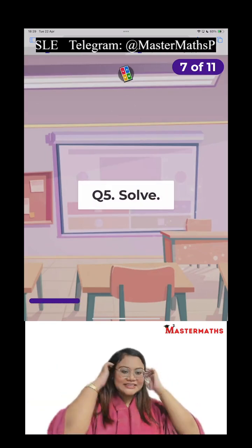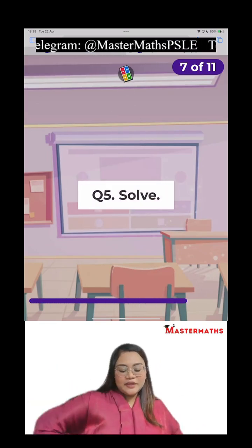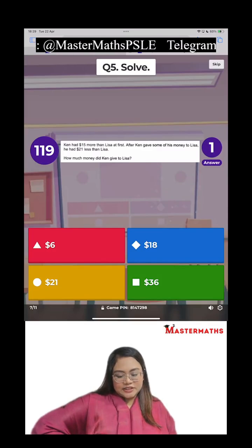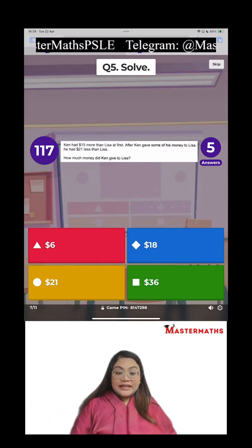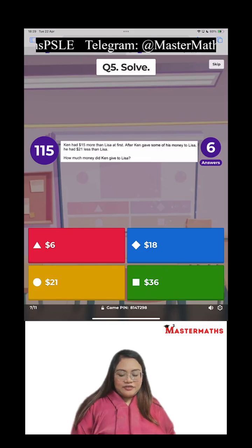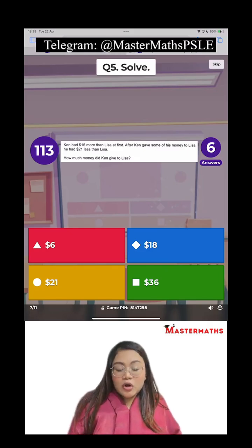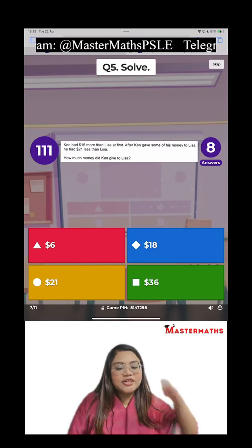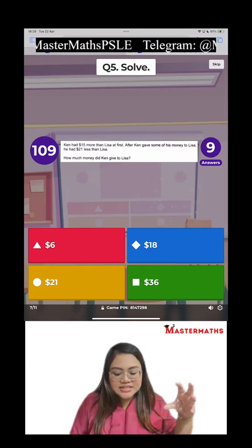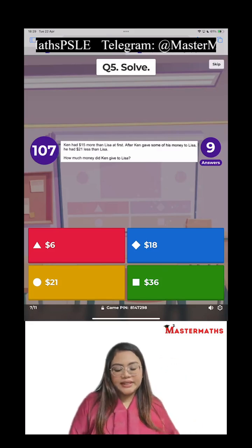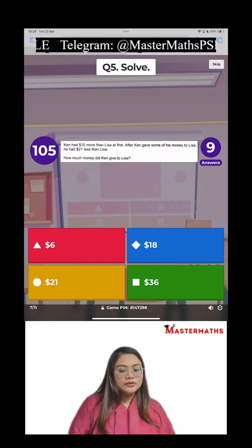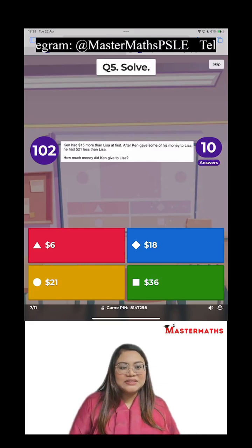Okay, double points here. Question number 5. Let's take a look. Okay, this one I give you a hint. Go and draw a model and then shift some parts to show the giving. Okay, draw a model, shift some parts to show the giving.